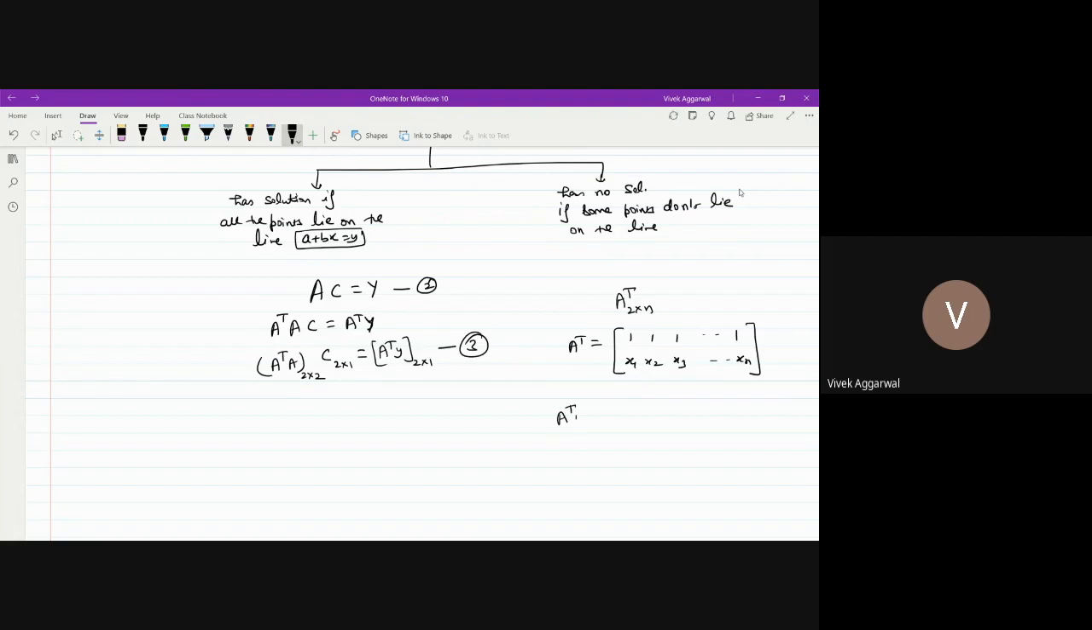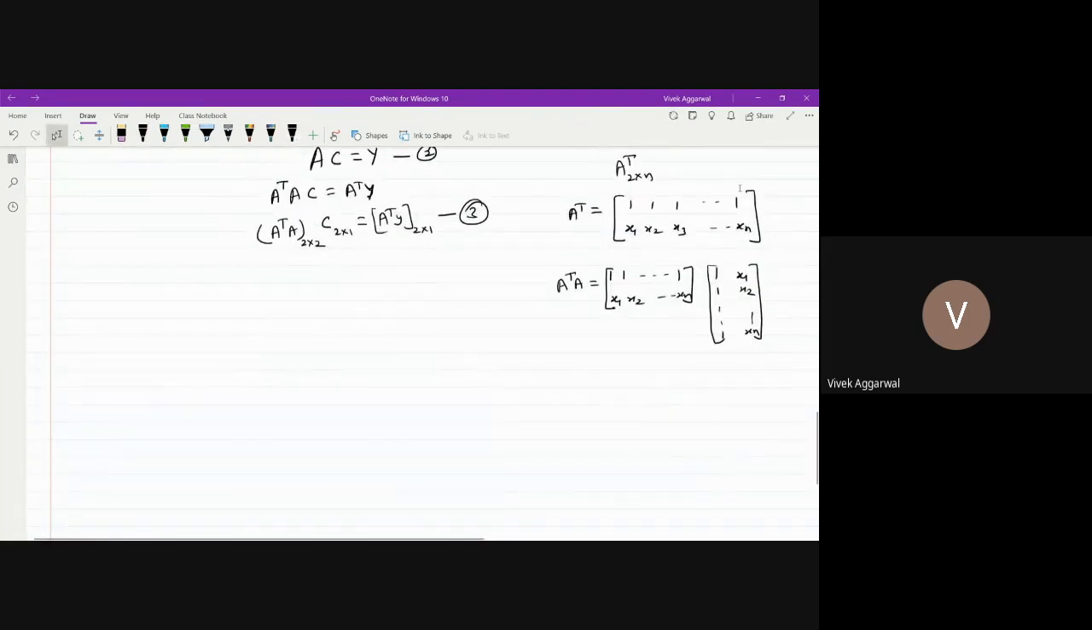And if I multiply A transpose A, so I'm just multiplying this equation, 1 1 1 and x1 x2 up to xn, and writing my other matrix A here. So it is 1 1 1 and x1 x2 up to xn. Now if I start doing the multiplication, you will get that A transpose A becomes, so 1 and this multiplied, so it is just the summation.